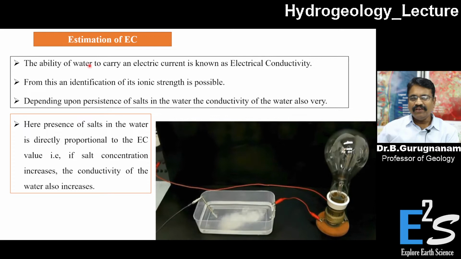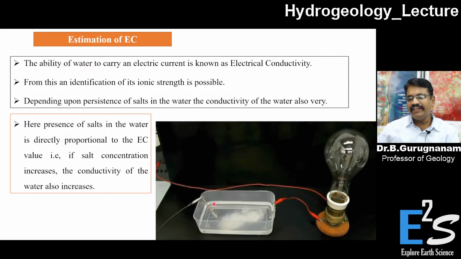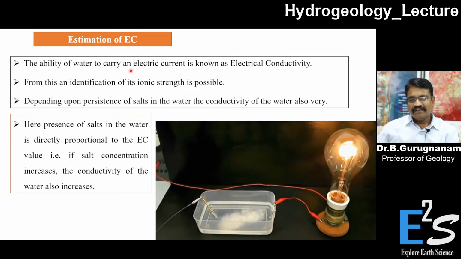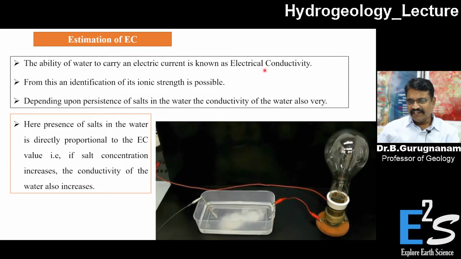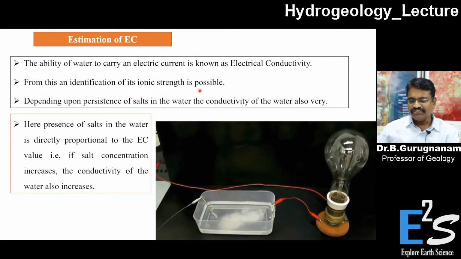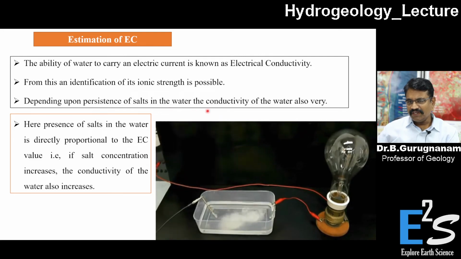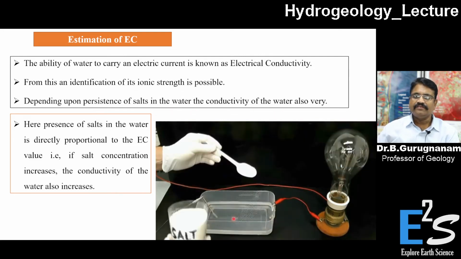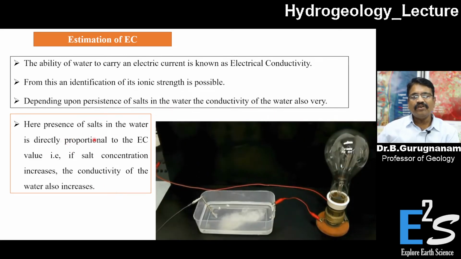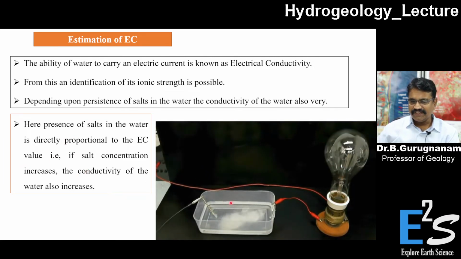So, the ability of water to carry an electric current is known as electrical conductivity. From this, an identification of its ionic strength is possible. Depending upon the presence of salt in the water, the conductivity of the water also varies. Right? Here, the presence of salt in the water is directly proportional to the EC value. If the salt concentration increases, the conductivity increases.